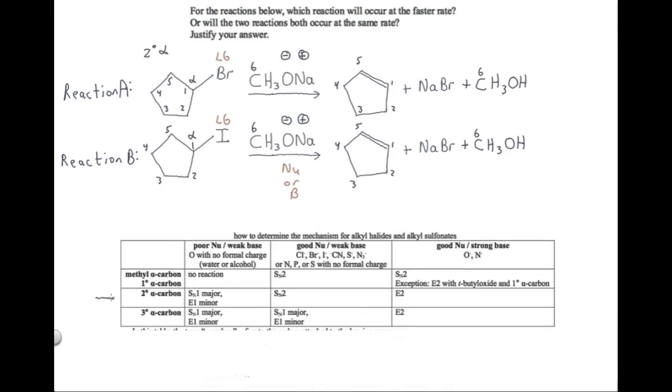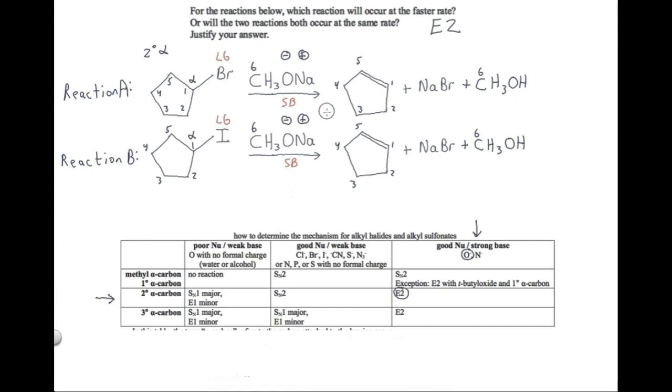With a secondary alpha carbon and O-, we're in the middle row and right-hand column. So our table predicts E2. So we should make a note that both reaction A and reaction B will be E2 mechanisms. And now we can update and say that we know that we're going to use the O- as our strong base, rather than as a nucleophile.